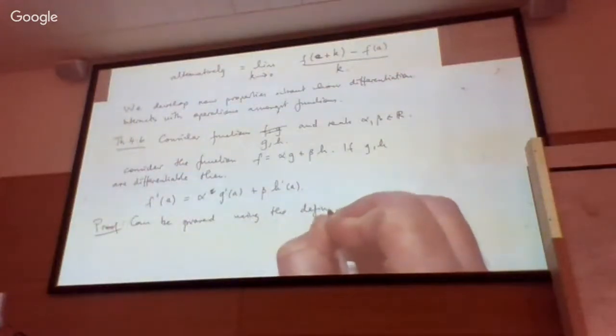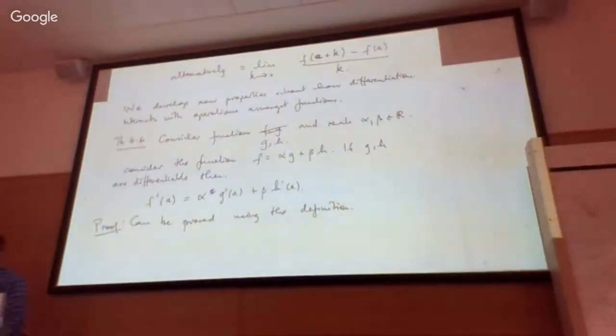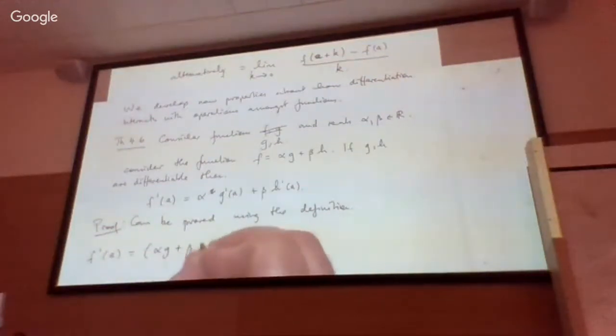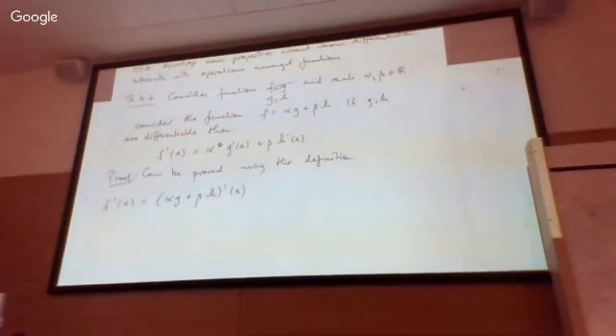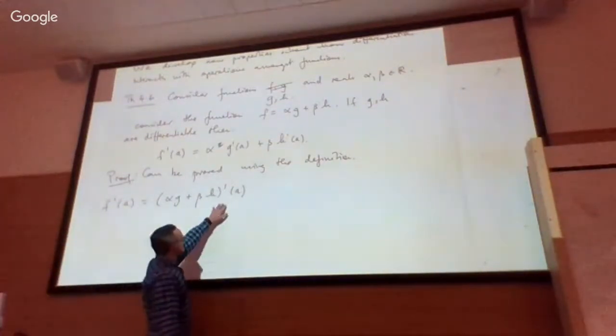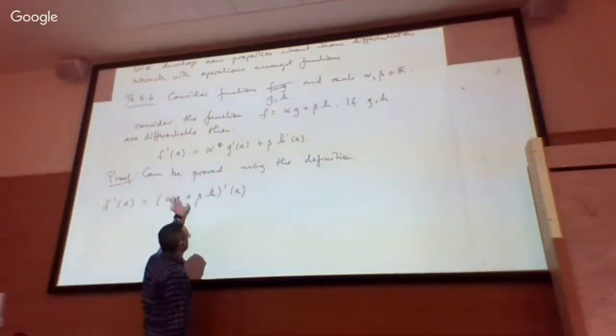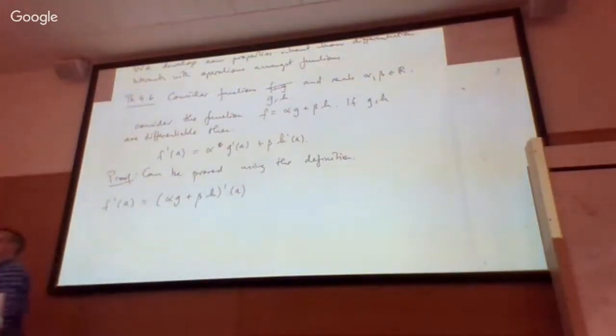And the proof is really quite straightforward in that we just apply the definition and then apply what we know about limiting processes. Okay? So the derivative of f at the point a, well, it's the derivative of this function, alpha g plus beta h, the derivative of that at a. Now, I kind of argue that there's really only one reasonable thing to do at each step. What possible manipulations can we do at this step? Well, we've got the derivative of something evaluated at a. So really the only thing we can do is go to the definition.